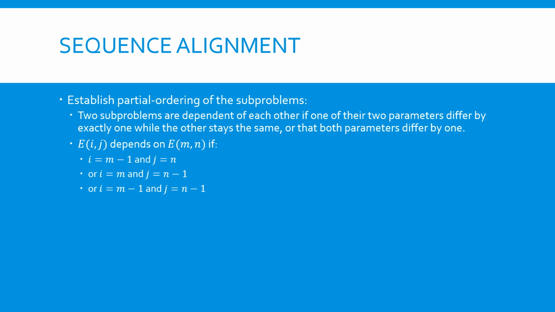Thus, for 2 subproblems, E(i,j) and E(m,n), we say E(i,j) depends on E(m,n) if any one of the following conditions holds. We could have i equals m-1 and j equals n, or i equals m and j equals n-1, or that i equals m-1 and j equals n-1.